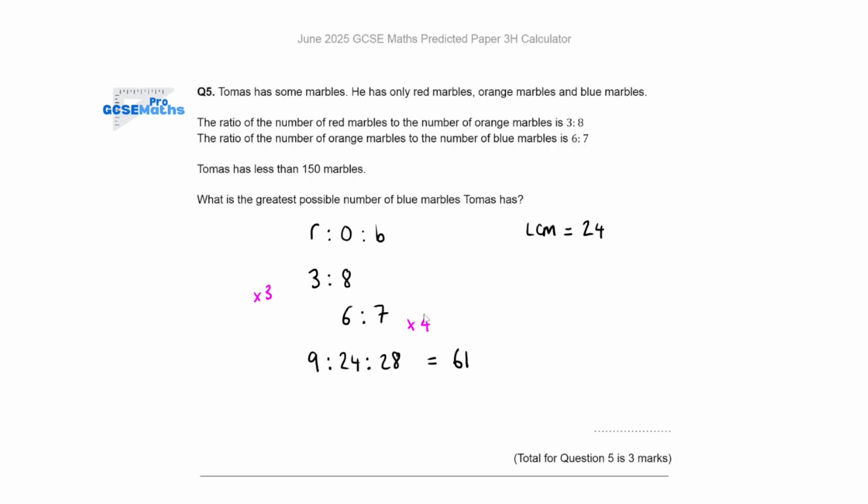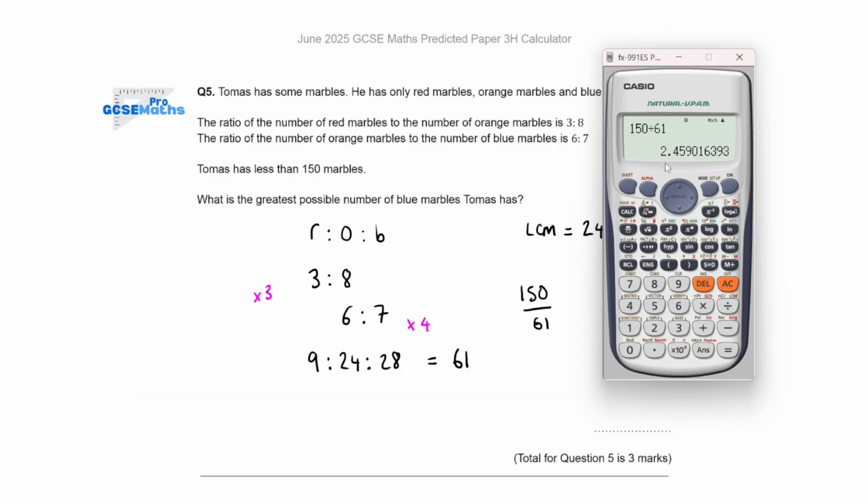So how many times does 61 go into 150? If I divide that, obviously it's not a whole number, but you can see it goes in twice fully, and then there's a remainder as a decimal. So twice fully. So if he has less than 150 marbles, it's not that he has exactly that many, just less. So I know I can only fit 2 lots of 61 in. So therefore, I would have 122 marbles.